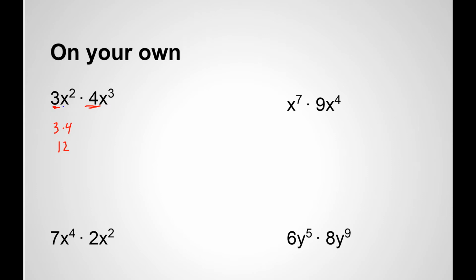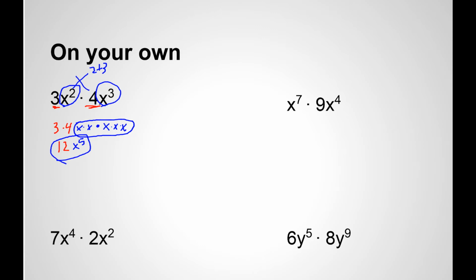But then we also have to look at the x's. We have x squared, and we have x to the third. So this is x times x for the first one, times x times x times x. And just like we did before, our product rule tells us all we have to do is add up the exponents. So this is really x to the 2 plus 3. Or if you're counting it up, it is just x to the 5th. And that's essentially it: 12x to the 5th power.